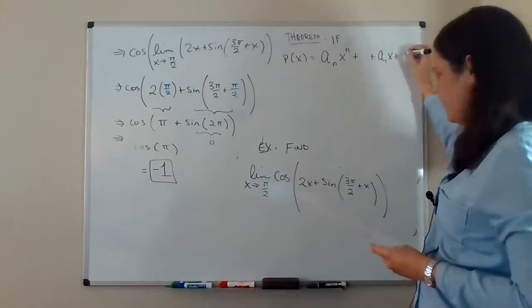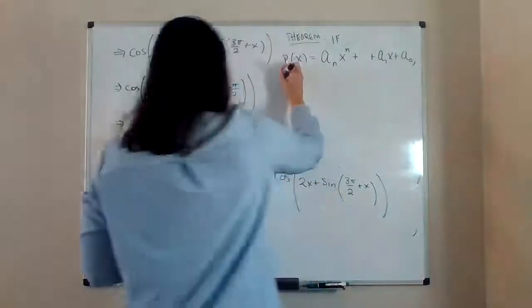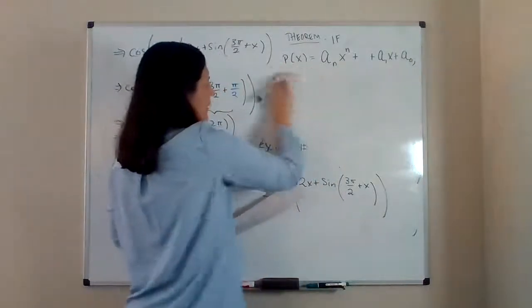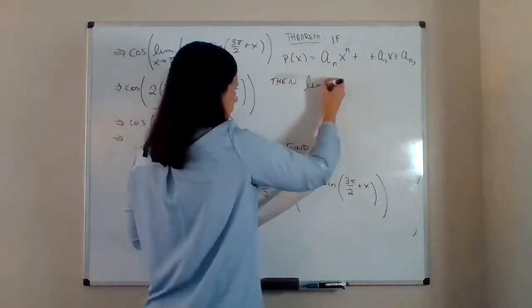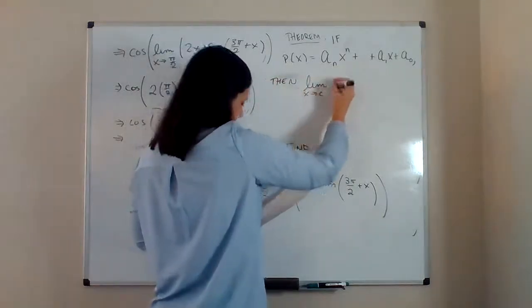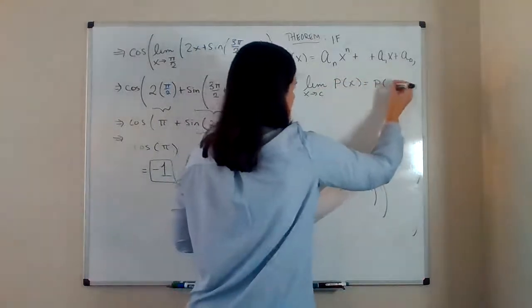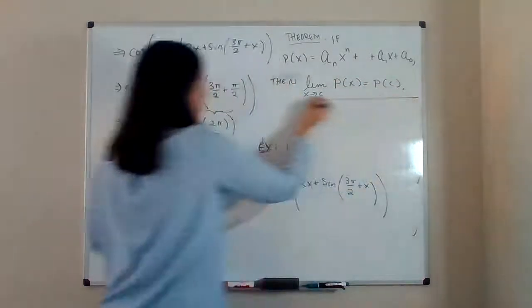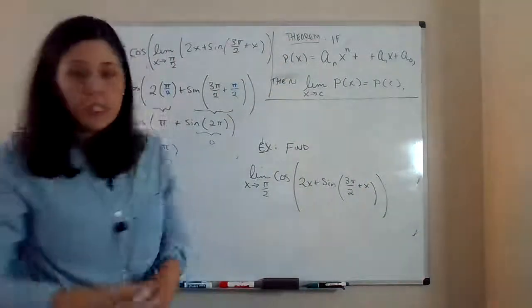plus a sub 1 times x plus a sub 0, then, and I'll explain that notation really quick, then the limit as x approaches c of p of x is p of c. Okay, that's our first of two statements I'm going to give you here.